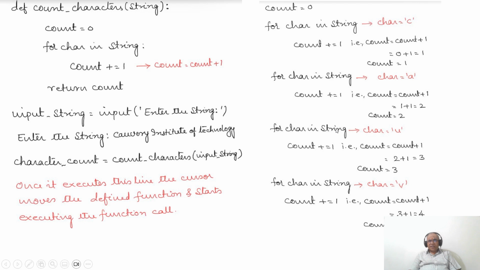Then for char in string, R, the character is equal to U. So once you get U, what is count? Count is equal to count plus 1, that is 2 plus 1 it becomes 3. Okay. Then for char in string, V is available in Kaveri Institute of Technology. Yes. So count is equal to count plus 1. What is the previous value of count? Previous value of count is 3, plus 1 it becomes 4.